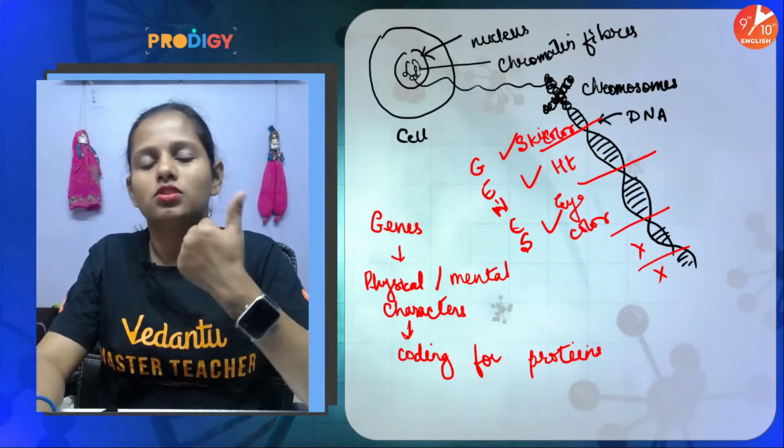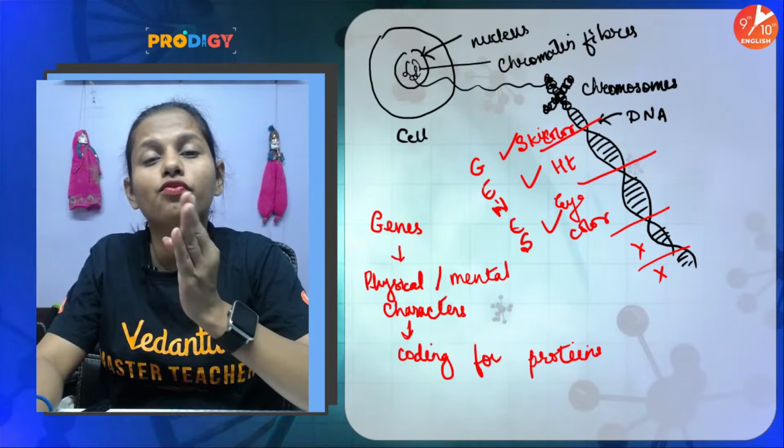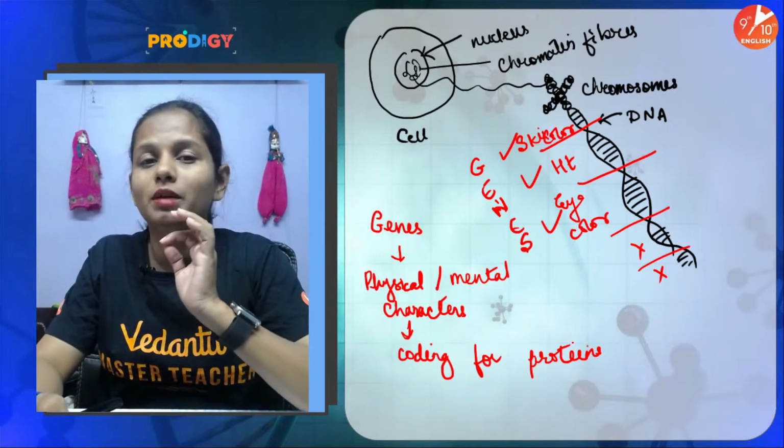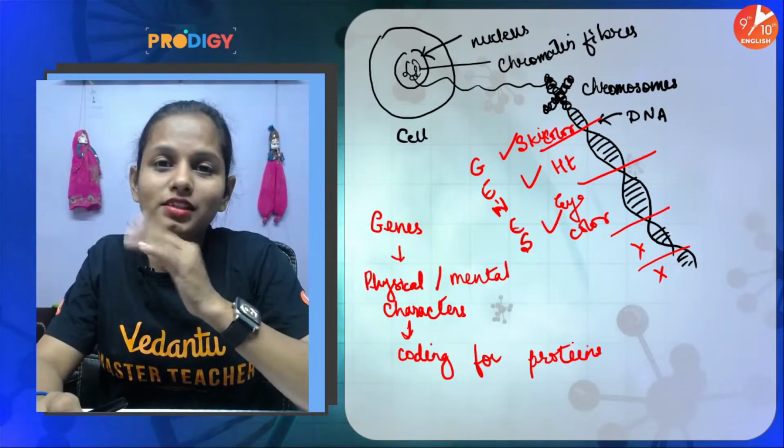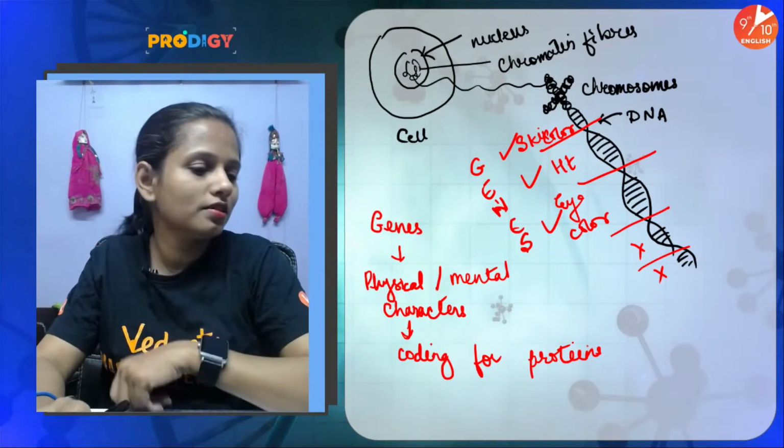Okay. So cell, inside the cell, nucleus. Inside the nucleus, chromatin fibers, which condense to form chromosomes. Chromosomes are made up of DNA. DNA has functional segments which are called genes. Genes control our characteristics by coding for proteins.